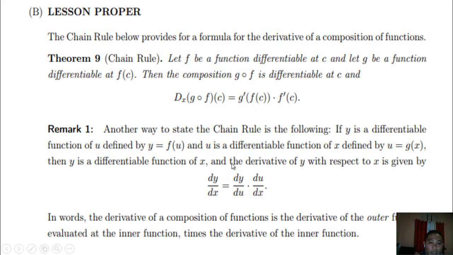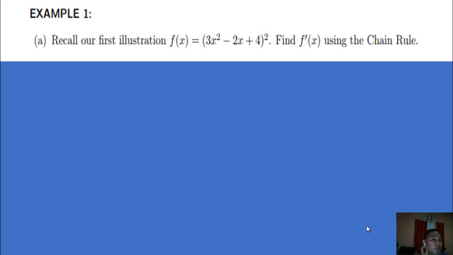Or in other words, we have dy dx equals, we let u equal f of c, our function inside. And then, the inside is u, and du dx we take as a multiplier of dy du. This dy du is the outside. The du dx is the inside. So, in other words, the derivative of the composition is the derivative of the outer evaluated at the inner times the derivative of the inner function.